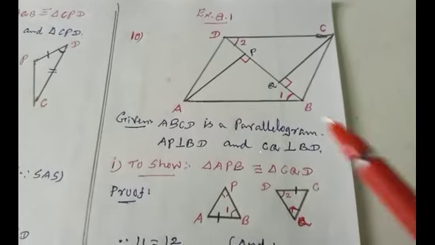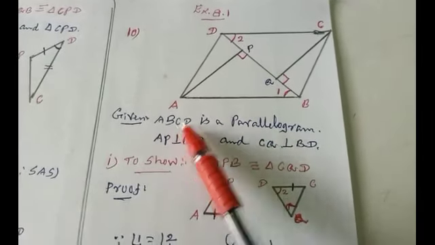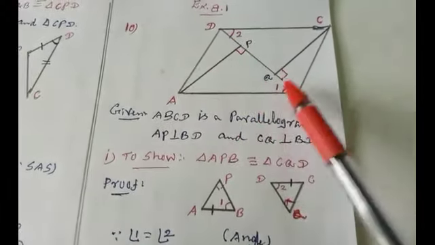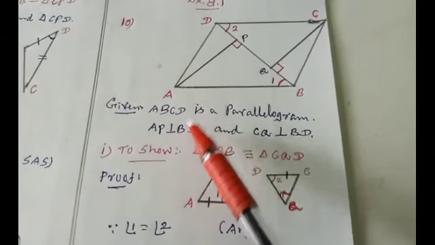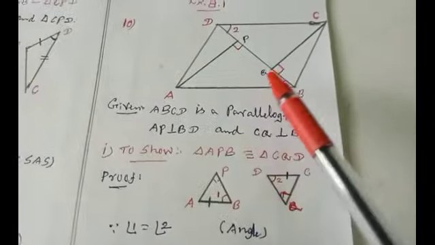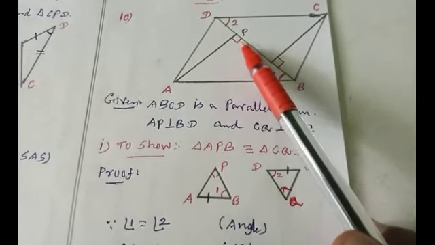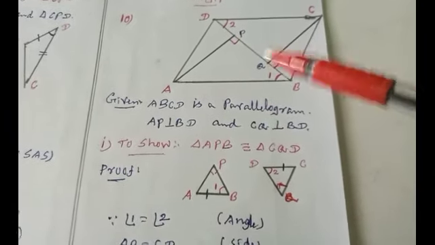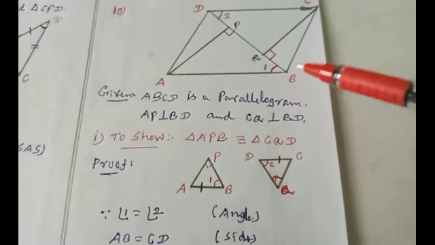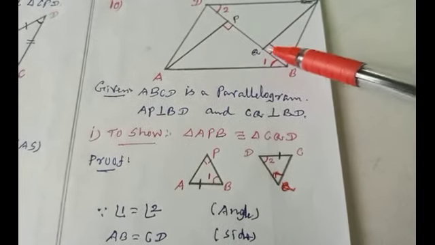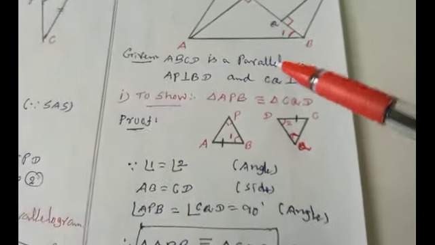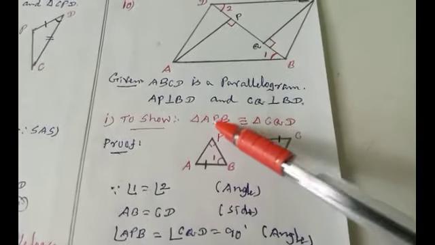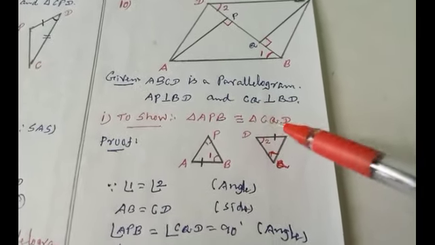Question number 10. It is given that ABCD is a parallelogram, and AP is perpendicular to BD. So diagonal BD, AP is perpendicular. Now this angle should be 90 degrees. And similarly, CQ is perpendicular to BD. This angle is 90 degrees. Now we have to prove triangle APB is congruent to triangle CQD.